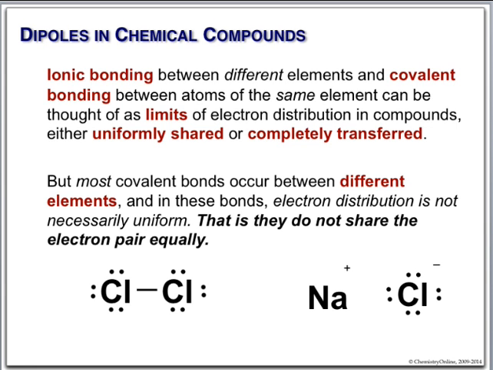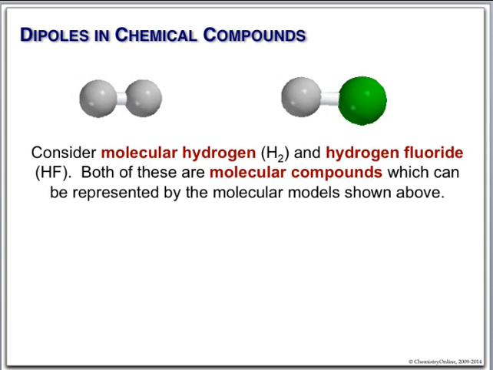Here's the other limit, sodium chloride. Chlorine took the electron from sodium, boom, just took it away. No sharing there at all. So those are the 2 limits of bonding. In reality, when you form a covalent bond between different elements, the sharing is going to be very imperfect. This is just a simple example here.